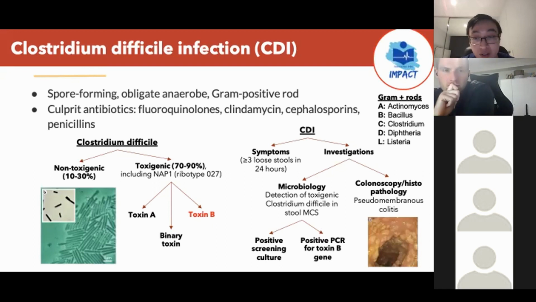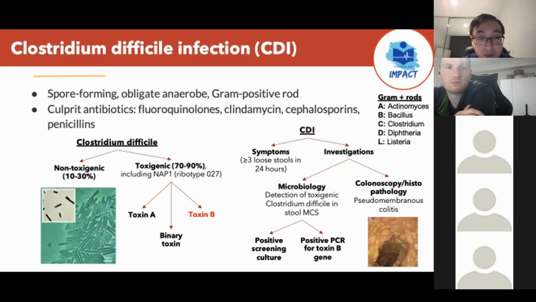There's another way of diagnosing Clostridium difficile, which is to do a colonoscopy or a biopsy of the intestine. And if you see pseudomembranous colitis, then the diagnosis of Clostridium difficile is a no-brainer. But in clinical medicine, no one really does a colonoscopy for suspected Clostridium difficile. So you almost always diagnose it the first way.